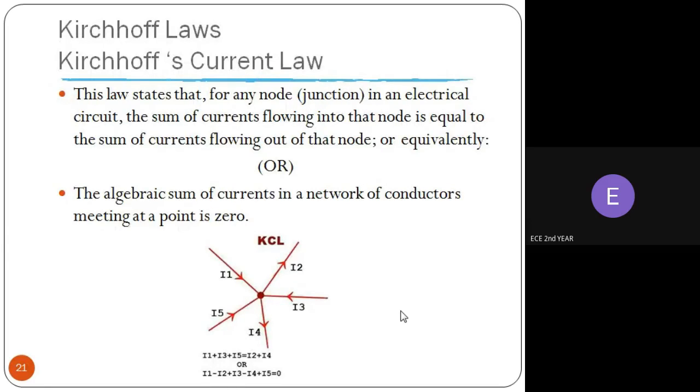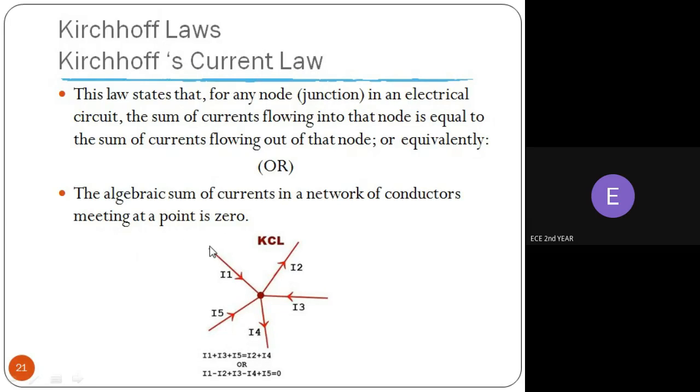Kirchhoff's current law states that for any node or junction in an electrical circuit, the sum of the current flowing into the node is equal to the sum of the current flowing out of that node. Otherwise, we can define it as: the algebraic sum of the currents at the meeting point of conductors in a network is 0. So here there is a circuit with five branches: 1, 2, 3, 4, 5.